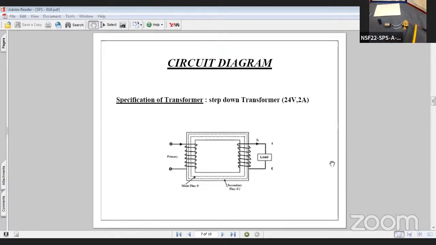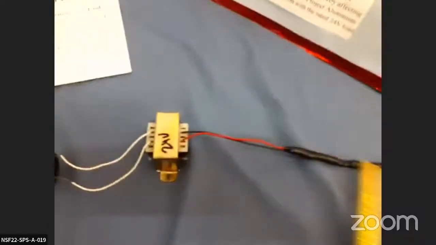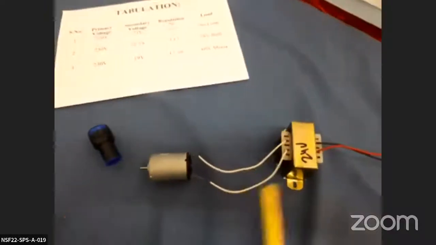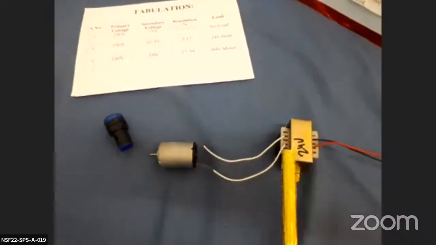Ma'am, I connected a transformer. This is the primary side, ma'am, and this is the secondary side. The primary side is 230 volts, ma'am. I connected the wire to it, 230 volts. This is where the 230 volts is passing, and here it's 24 volts. This secondary is rated at 24 volts, ma'am. So only 24 volts is available.